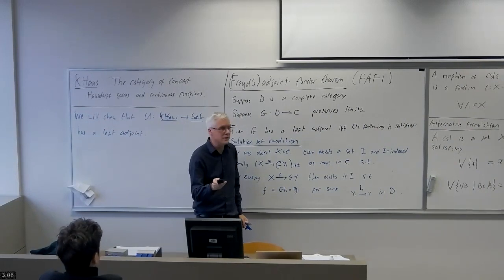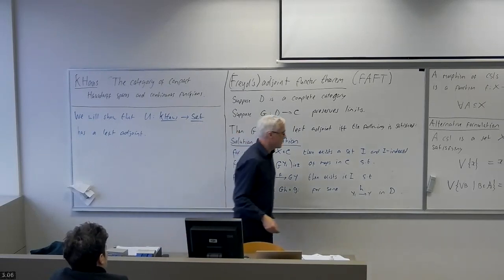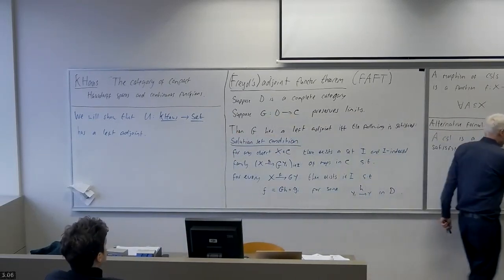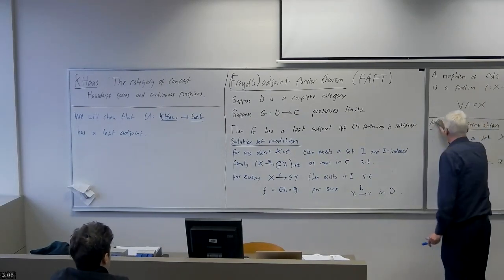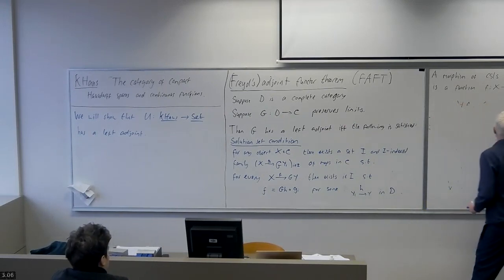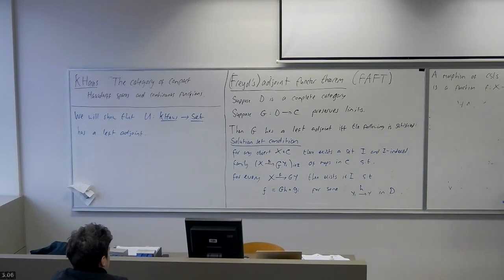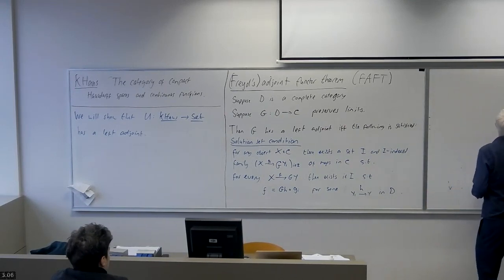So we're going to apply this adjoint functor theorem. So the first thing is we need to show that compact Hausdorff spaces is a complete category, and that the forgetful functor preserves limits.